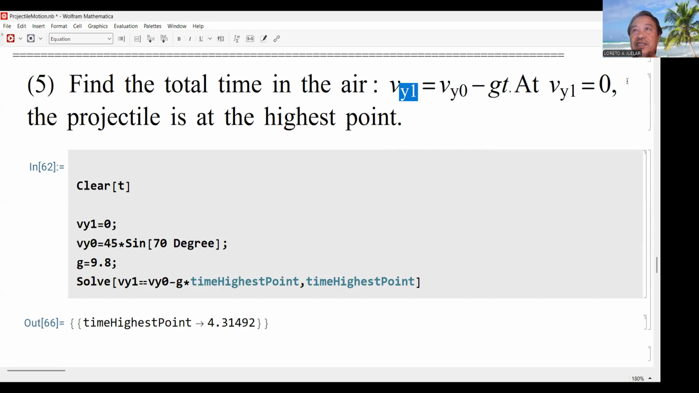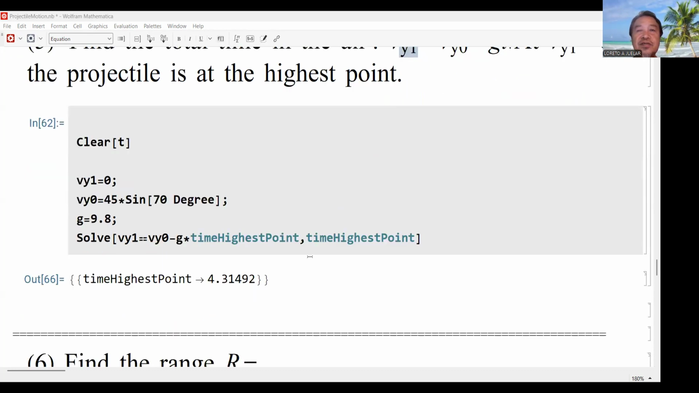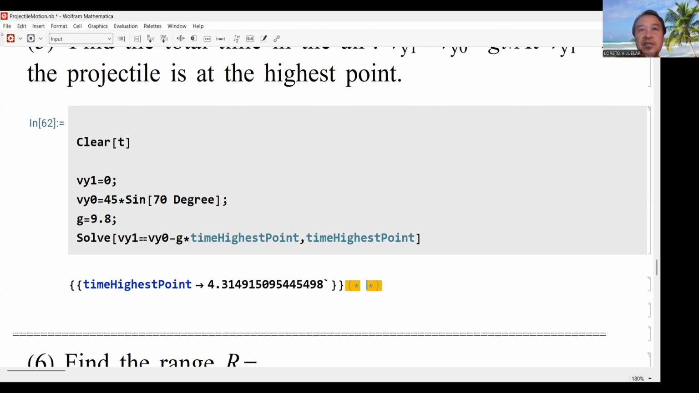all right, we have the formula here. This formula is the same as this, no? Okay, so we have the result here. So the time at the highest point is 4.31 seconds. This is in terms of seconds. Okay.